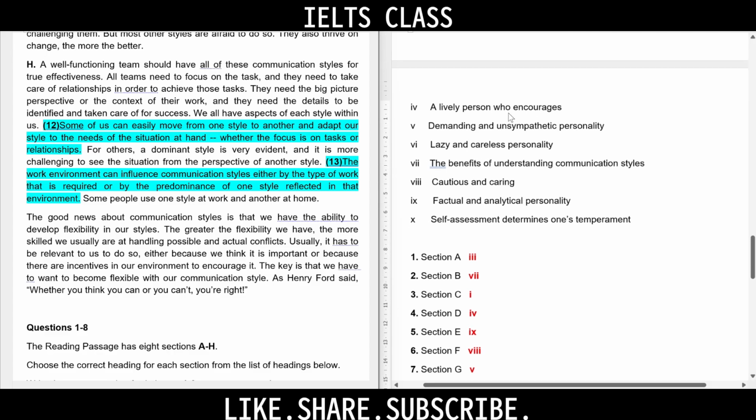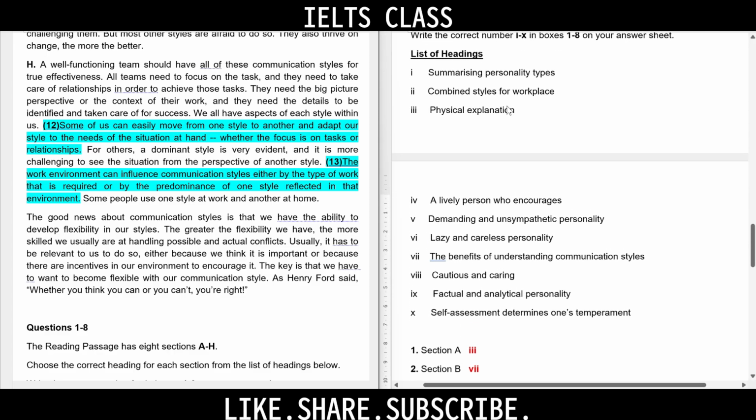Now, let's find the correct heading for paragraph H. Summarizing personality types? No, they are not summarizing. Combined styles for workplace. So they are talking about workplace in this paragraph. Like they said that they need the big picture perspective or the context of their work, and they need the details to be identified and taken care of for success.